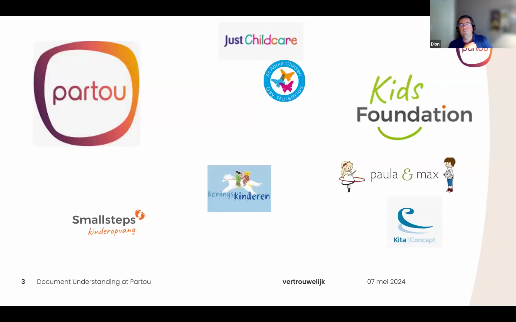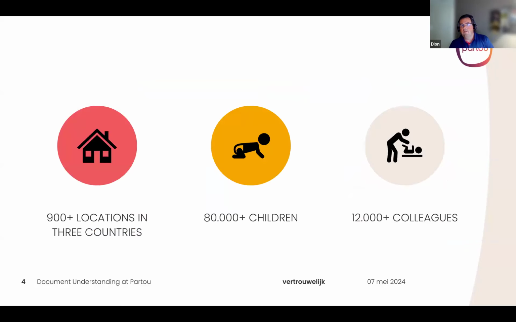There's an introduction of Partou, we're the biggest childcare facilitator in the Netherlands. We also have some locations in England and in Germany. In total, we have 900 plus locations in those 3 countries where we take care of 80,000 plus children each day. We do that with 12,000 colleagues, most of them, of course, working with the children on the work floor. The back office isn't that big.